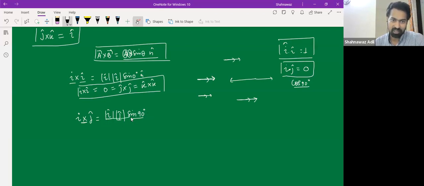Okay, but this part is only the magnitude part, right? What would be the direction of I cross j? K, right? So I cross j would be K. Is this clear, Afa? Yes, sir, it's clear. We discussed this in the previous class. So similarly, I cross K would be how much? Afa, you tell.